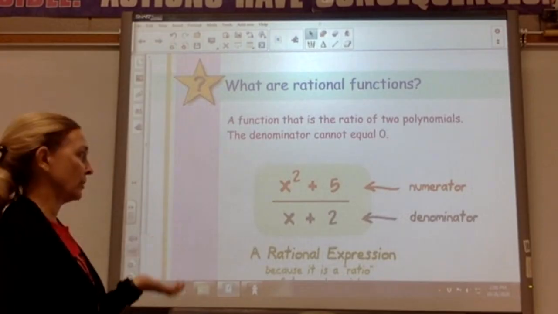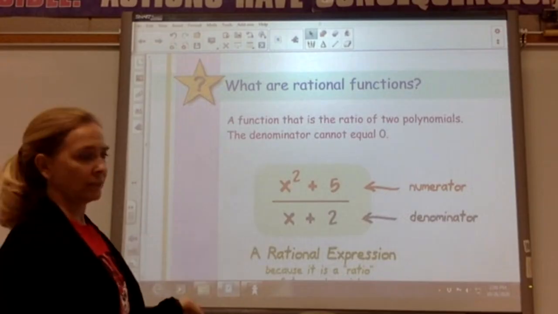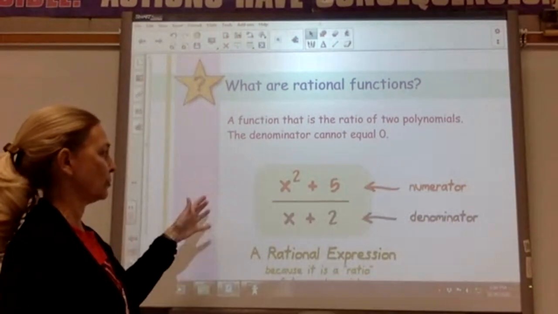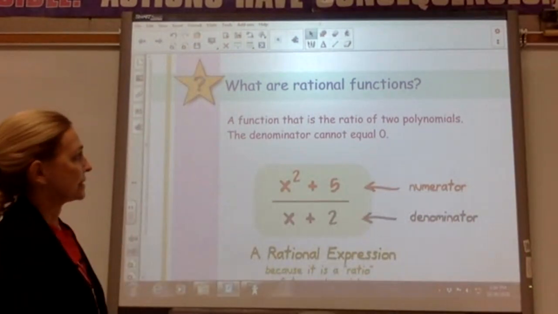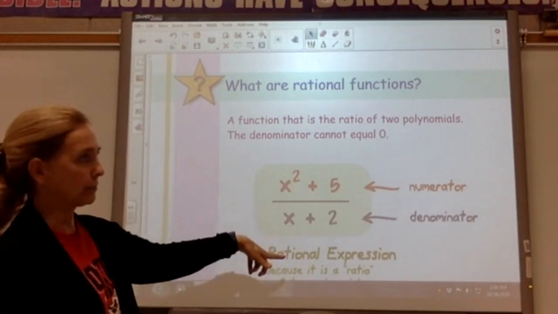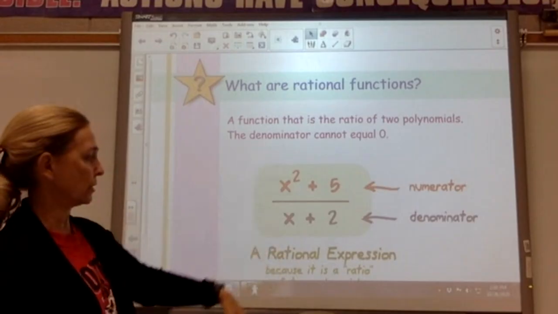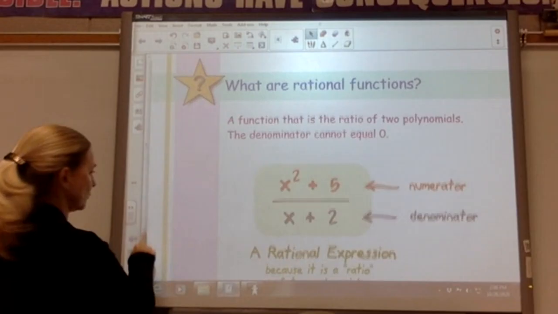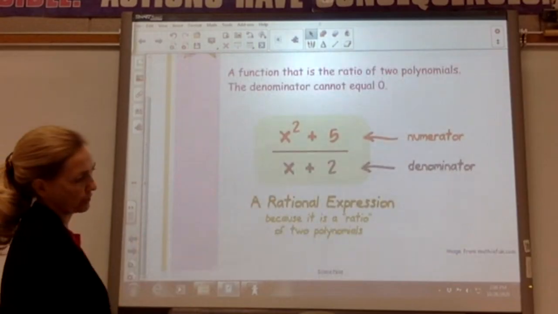Right. So rational functions are functions that are fractions, with a polynomial in the numerator and the denominator. Remember, since we have variables in our denominators, the denominator cannot equal 0. They just tell you that it's a rational expression because it's a ratio.